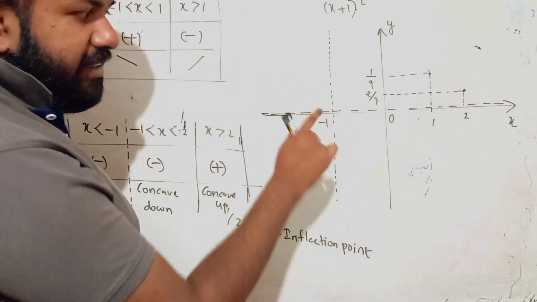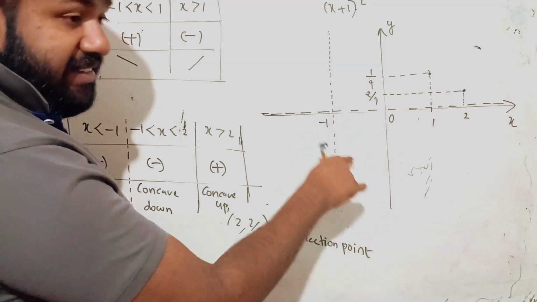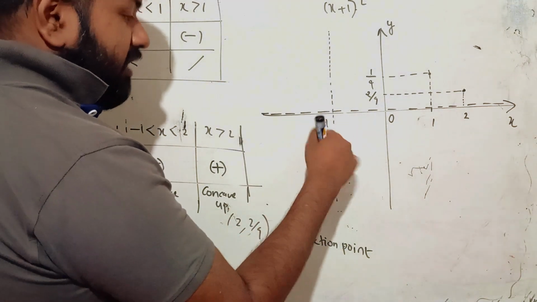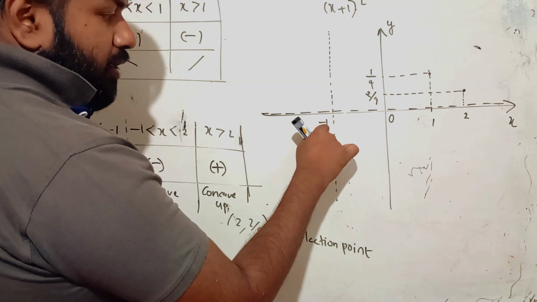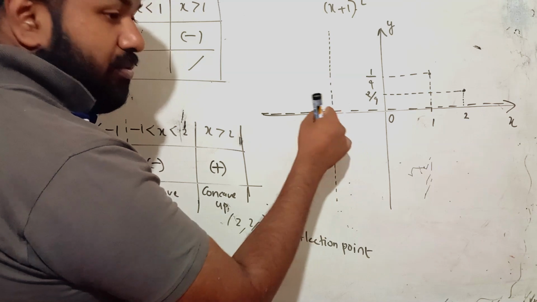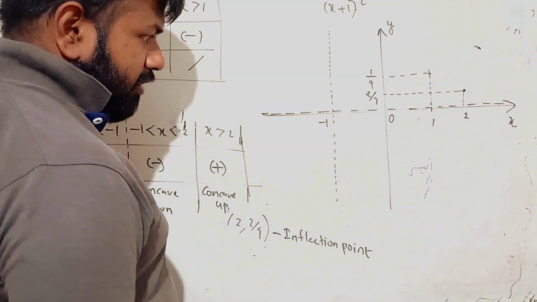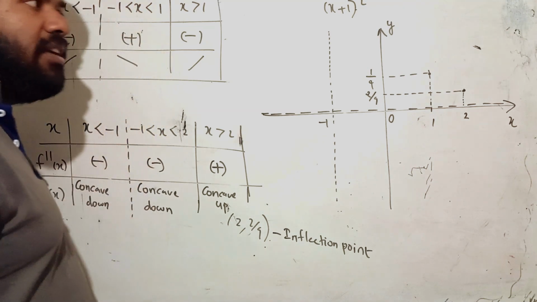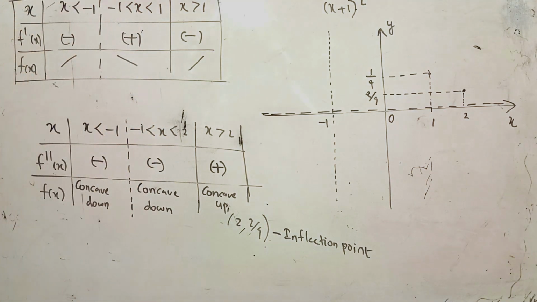Always remember that x cannot be equal to minus 1, but x can reach minus 1. It can take values near minus 1, values greater than minus 1 and values smaller than minus 1. So when x reaches minus 1, we have to see where the graph actually goes to, whether it's going to minus infinity or positive infinity. Alright, now let's see that.